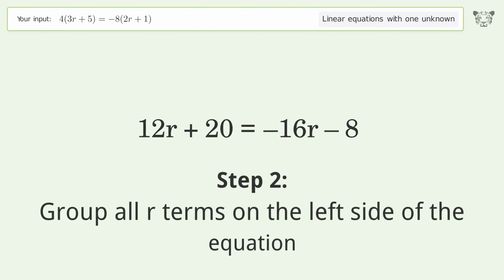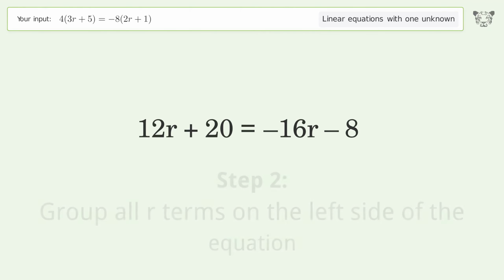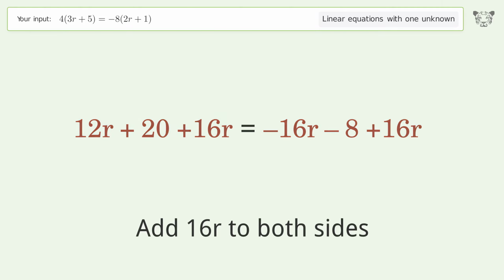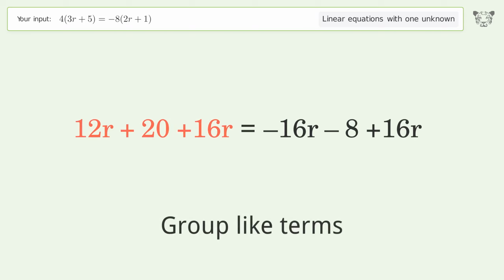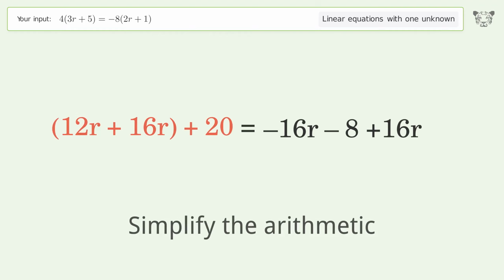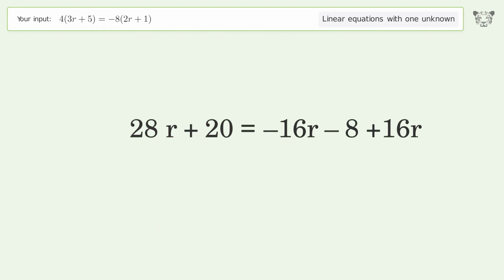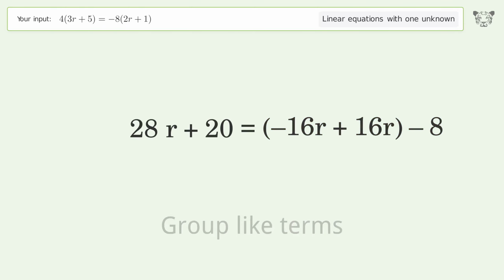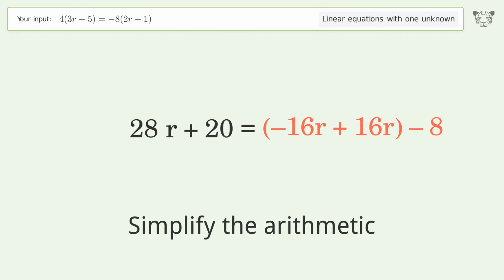Group all r terms on the left side of the equation. Add 16r to both sides. Group like terms. Simplify the arithmetic. Group like terms. Simplify the arithmetic.